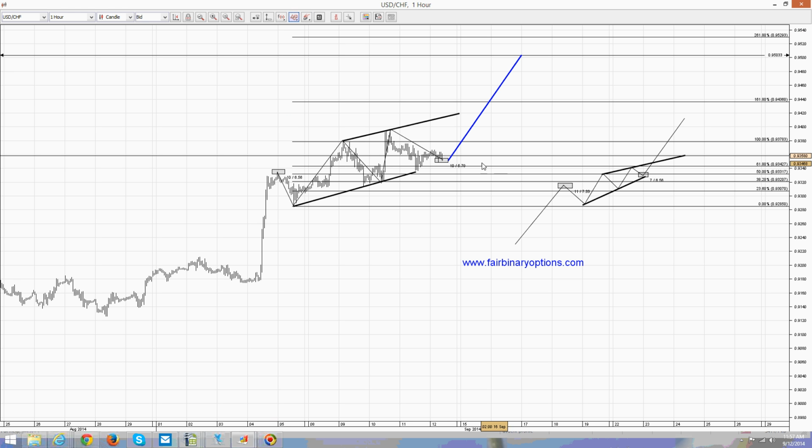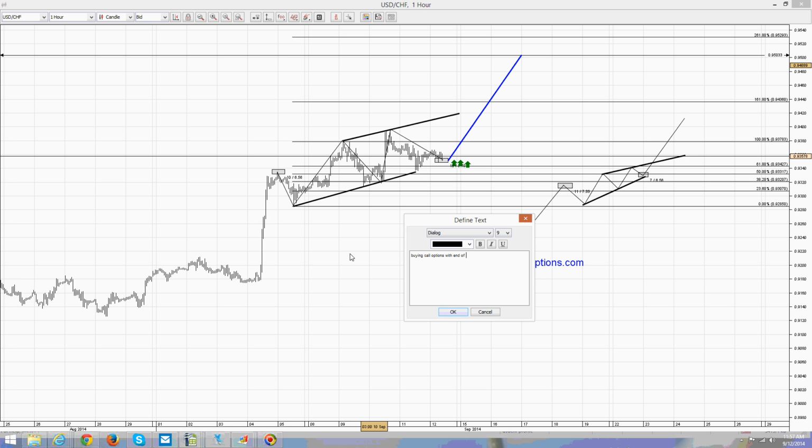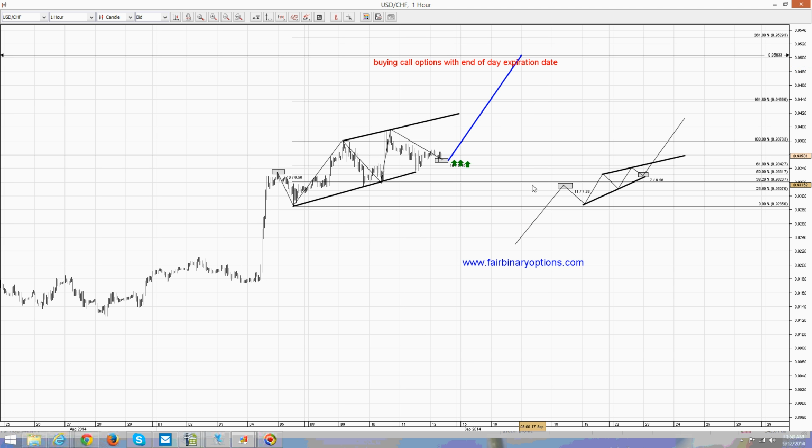But technical analysis points towards the upside, and therefore I would like to buy call options on the US dollar Swiss franc today at this level with end of day expiration date. So let's write on the screen that I'm buying call options with end of day expiration date for the US dollar Swiss franc, analyzing a pattern that is simply beautiful.